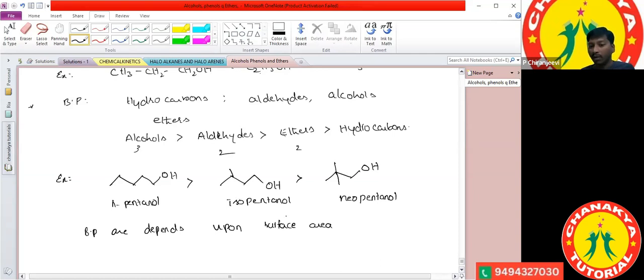So what does surface area mean here? If all carbon atoms are present in a straight chain, the surface area is more. If the branching increases, the surface area decreases. If the surface area decreases, the boiling point temperature also decreases. So due to that reason, n-pentanol has a greater boiling point temperature than isopentanol, and isopentanol has a greater boiling point temperature than neopentanol.